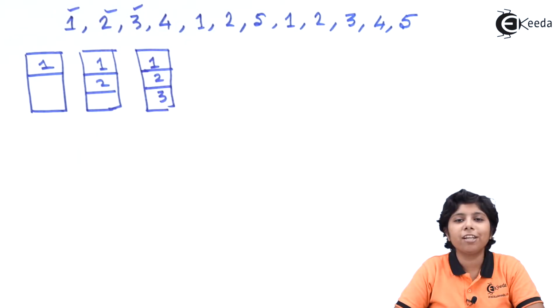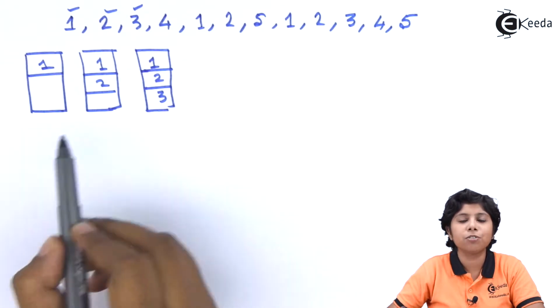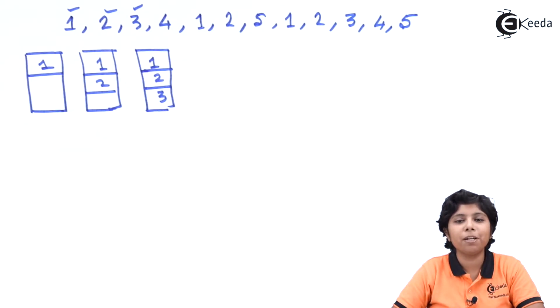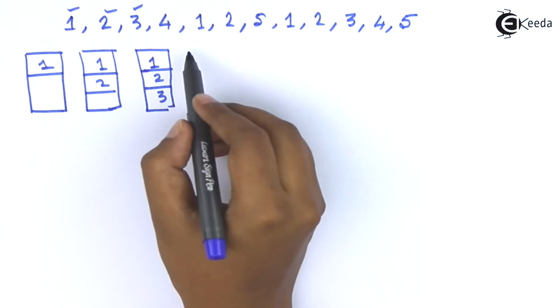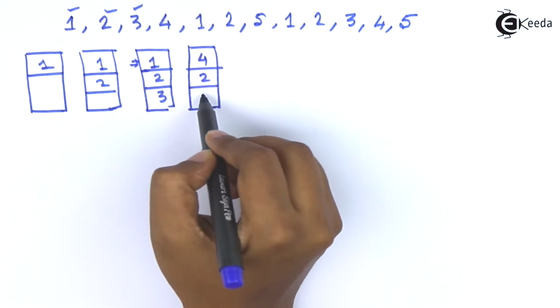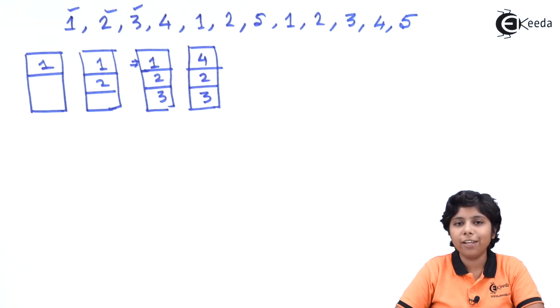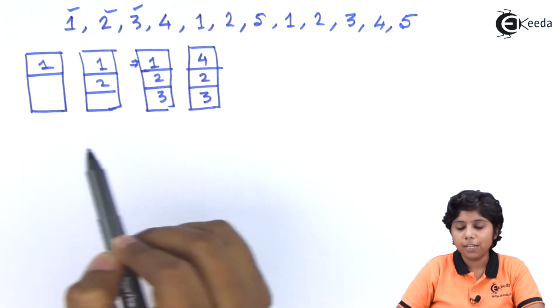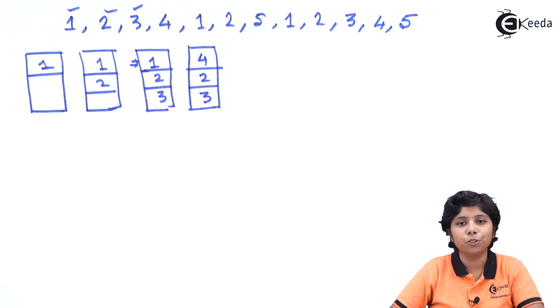So when 4 occurs, we have 1, 2, 3 in our page frame. As we can see, 1 was the first to be used, so 1 will be replaced with 4. Now again 1 is coming. As we can see, 1 was the last time of 4, 2 and 3. The last one is just 2. So we will replace 2 with 1.